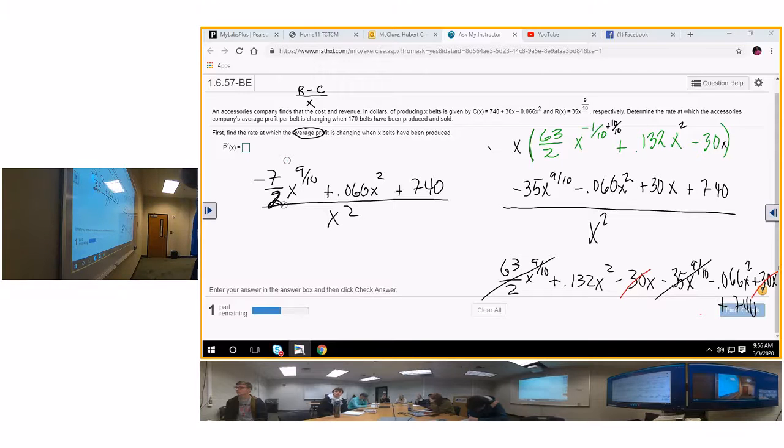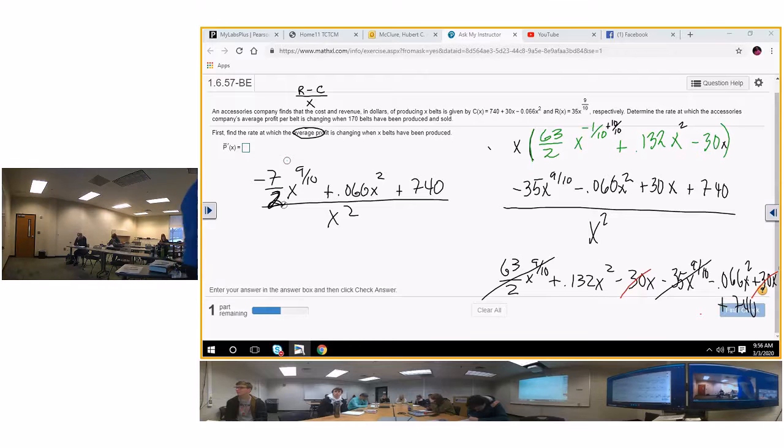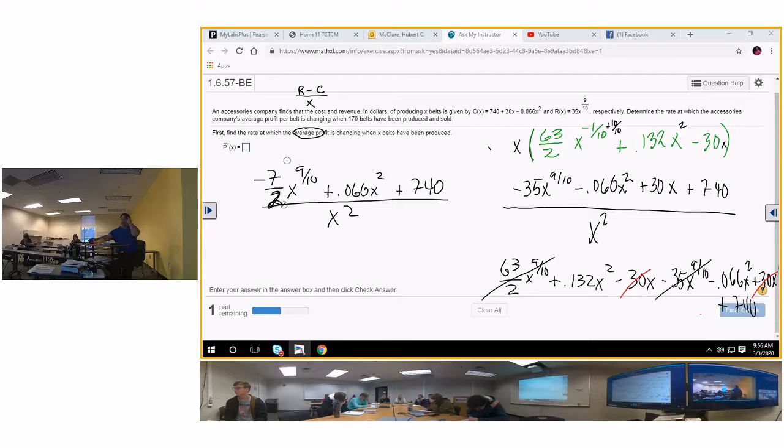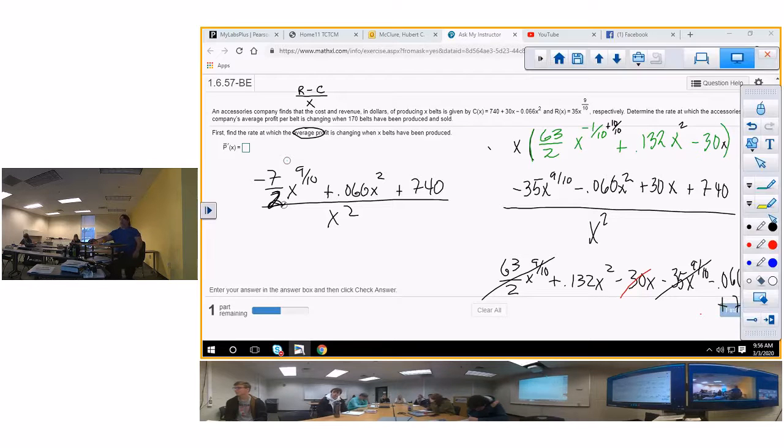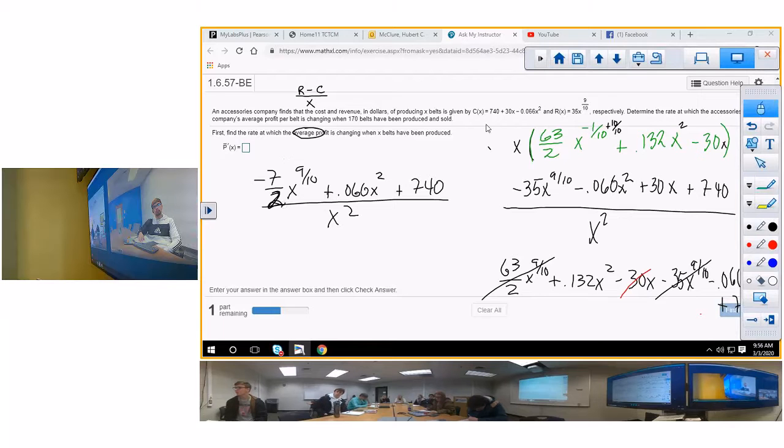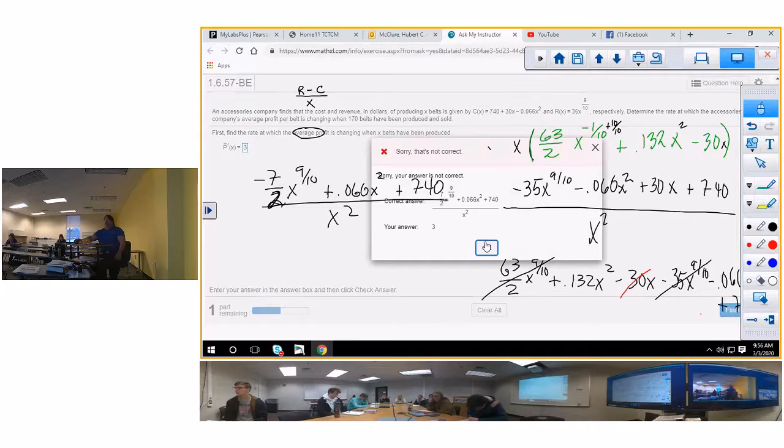I don't know how far they want you to take it, but if I simplify it, they want it the long way. And if I don't simplify it, they want it simplified. So I have no idea what they want. So we're going to punch it in right here and see if that's what they got. Yep.